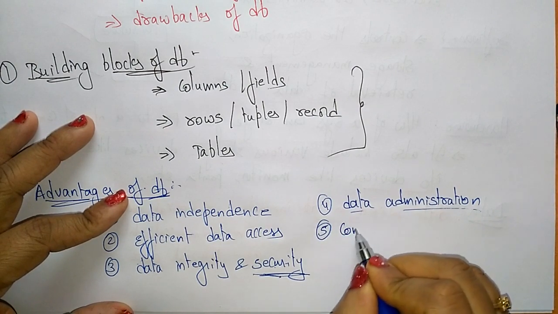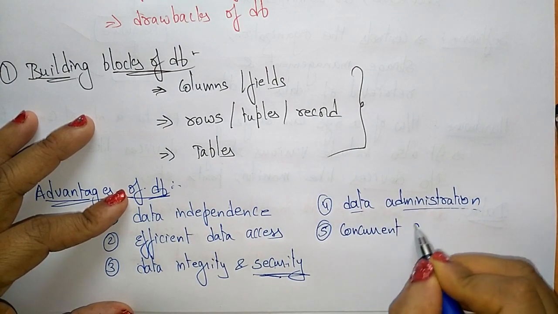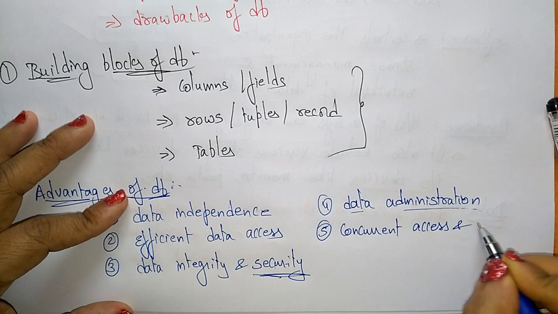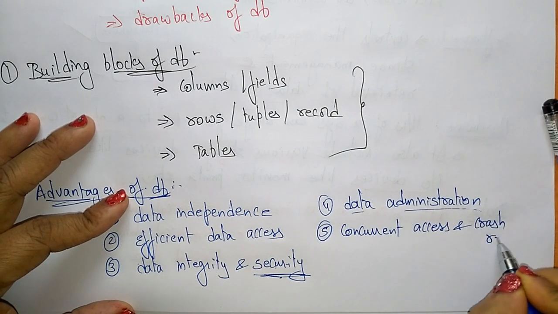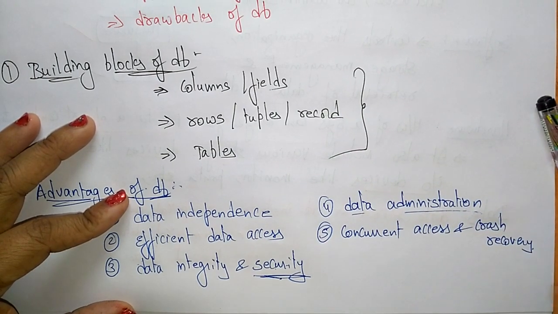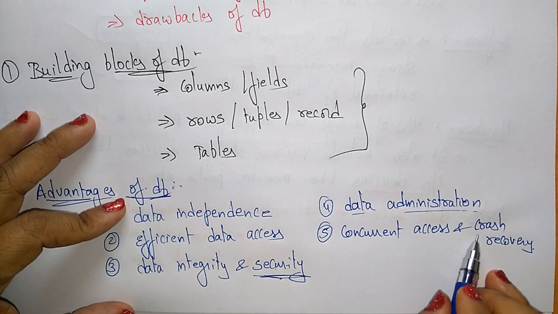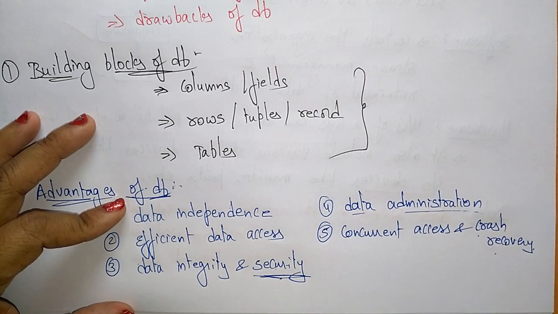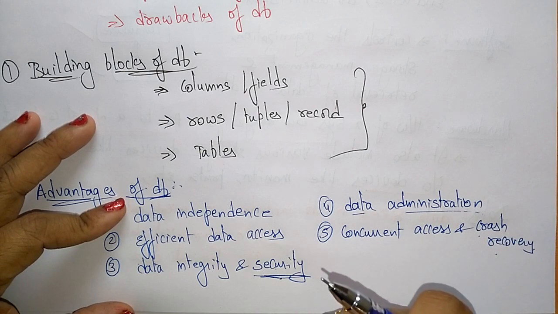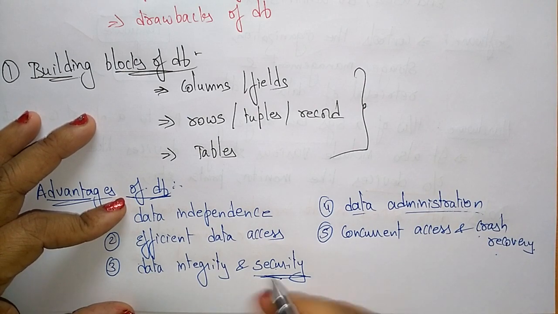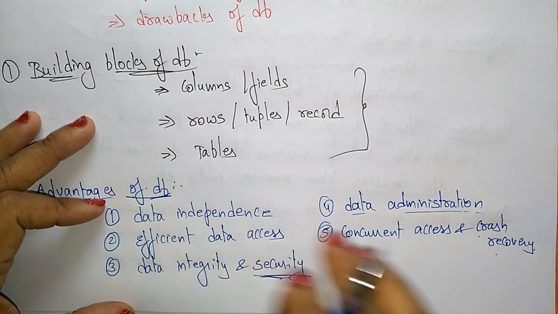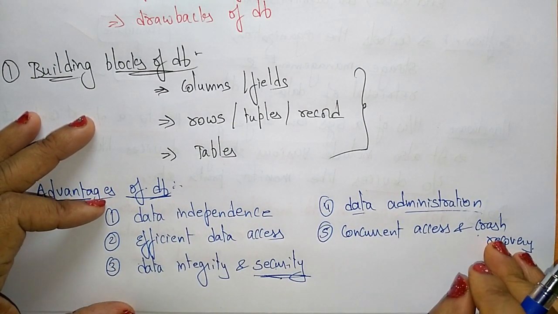Next, concurrent access and crash recovery. So we can access the data concurrently. That is one of the advantages, and also it has the chance of crash recovery. If something happens in the database, you can recover your data, whereas in the file system, once your file is lost, you can't recover that file. But in database, crash recovery is possible.